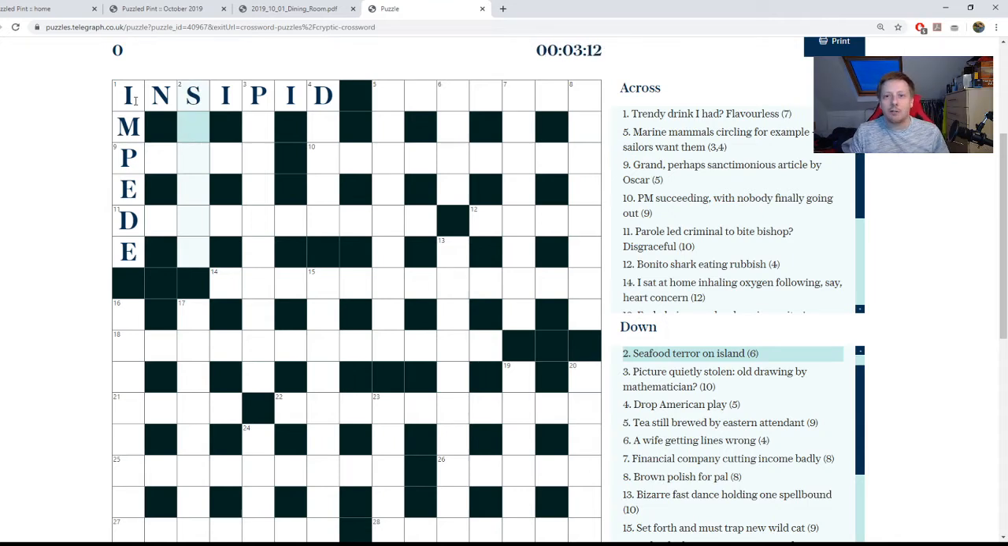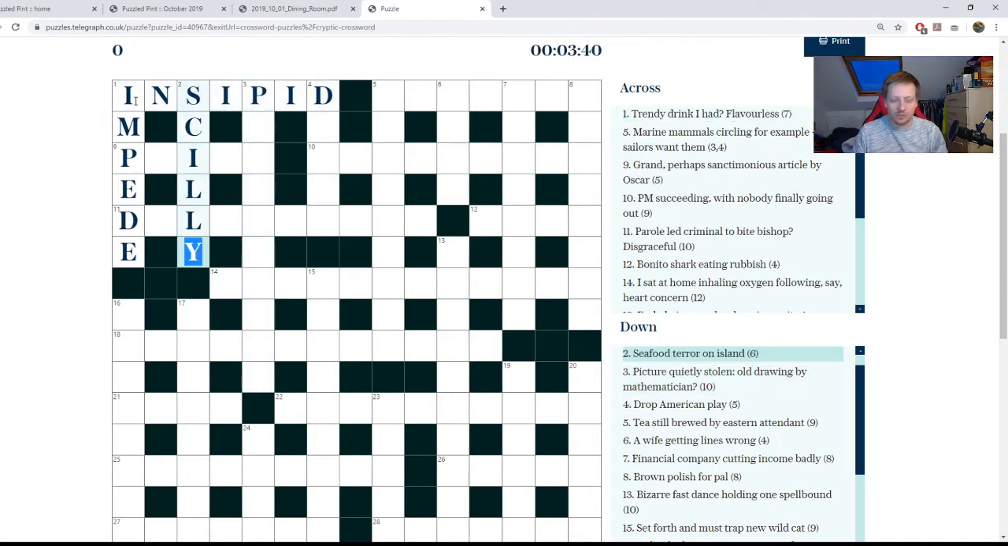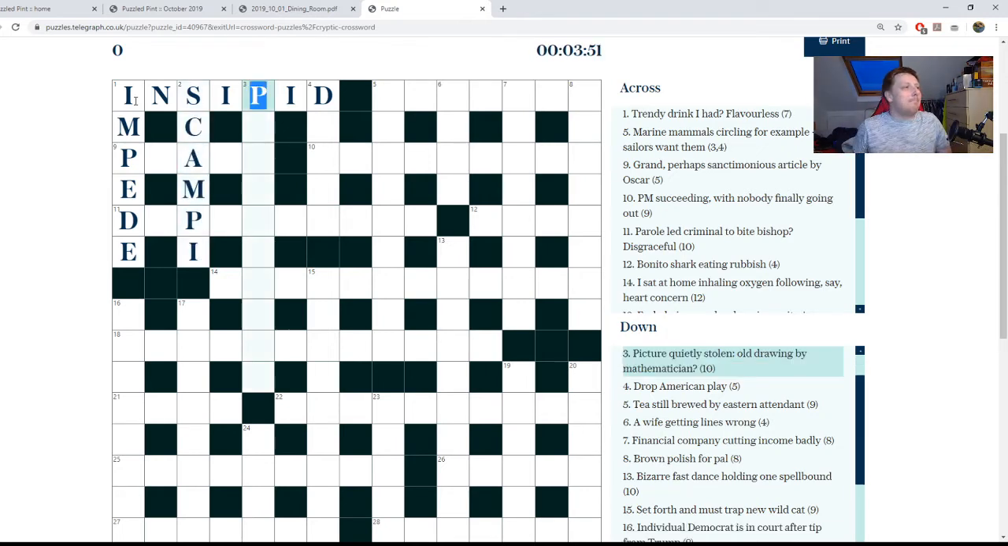Seafood terror on island. Seafood terror on island. Well, island is usually I. And so either seafood or island is going to be the definition. An island could be silly, but I don't feel like there's no seafood there. And terror isn't right. Hello, Eccles. You guys will all find this very easy. What is this? A seafood? Scampi. Scampi. There we go.